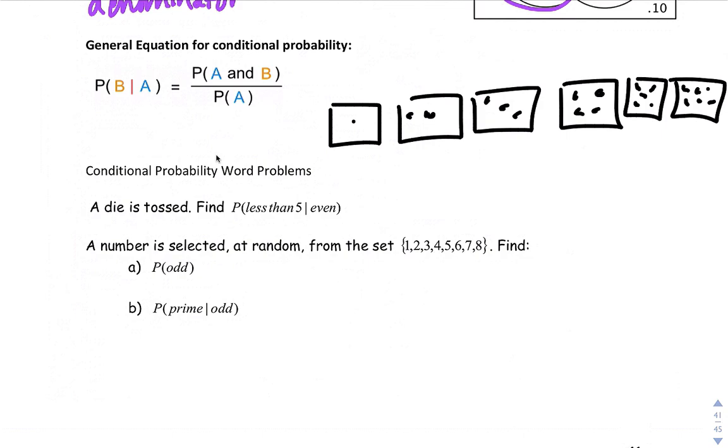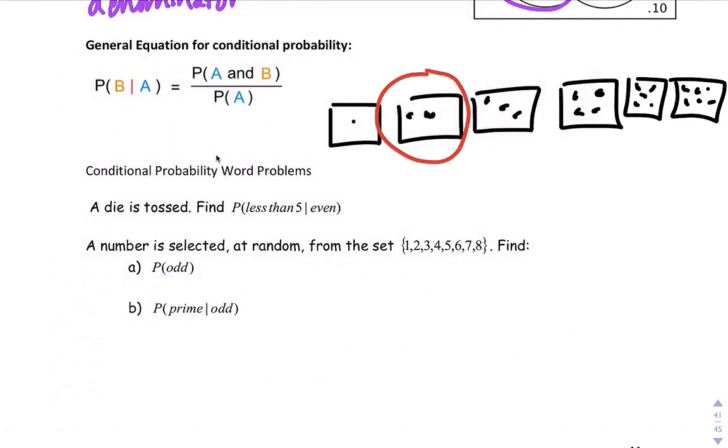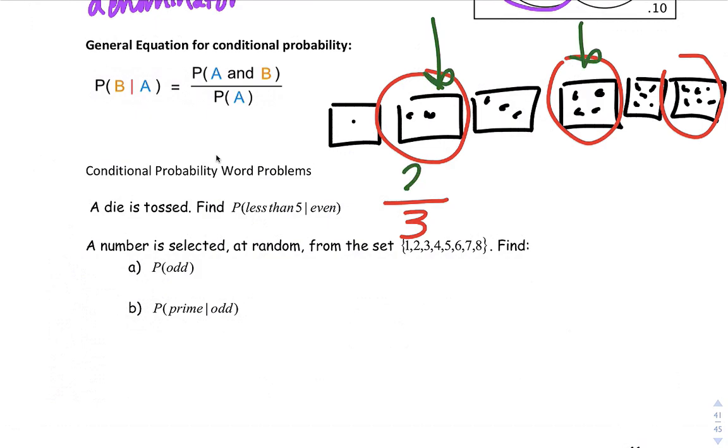Okay, so what's the probability that it's less than 5 given it's even? So look at the bottom first, even numbers. Let's circle our even. 1, 2, 3. Okay, so there's 3 that are even. What's the probability that of those that are even, it's less than 5? All right, so we're looking at 2 out of the 3. It's less than 5 given it is even. So 66% chance. Or 67 if we round up. So about 67%. All right, how about the next one?